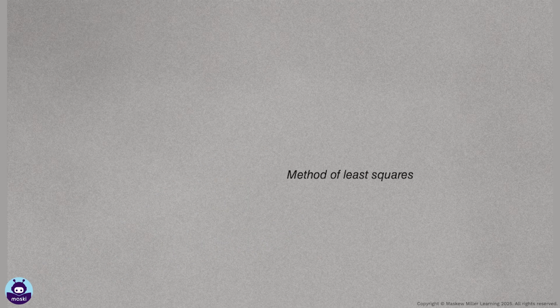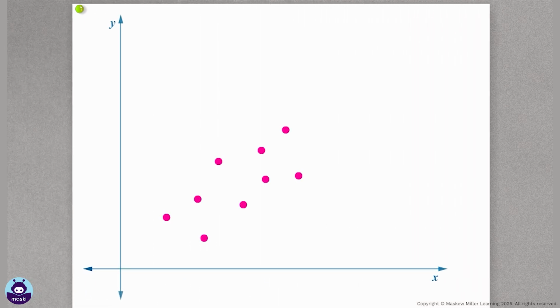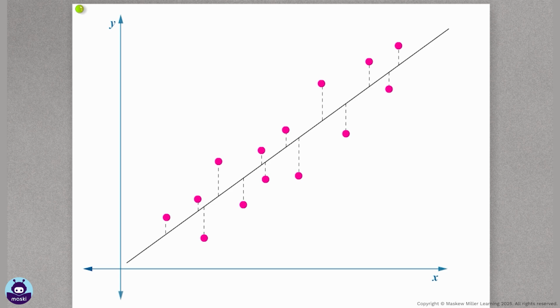Method of least squares. This method is an accurate and simple way of calculating the line of best fit. The line obtained by this method is called the least squares regression line. Let us understand how this method works. We assume a line of best fit. We calculate the distance between each of the data points and the line. We square these distances and add them up.